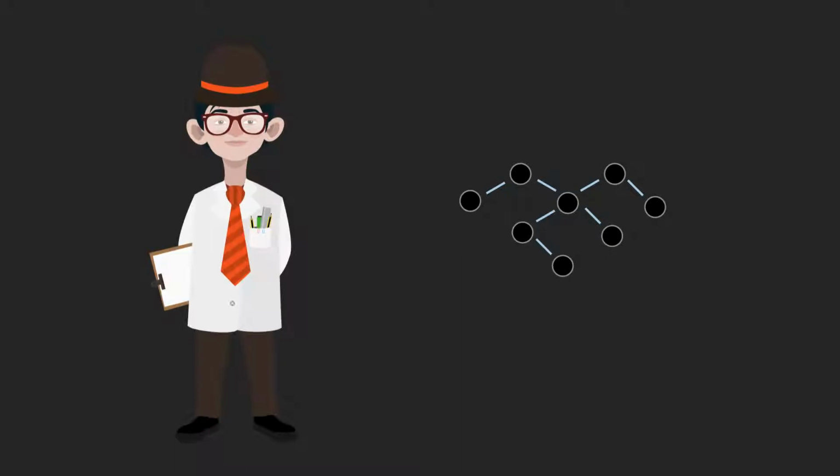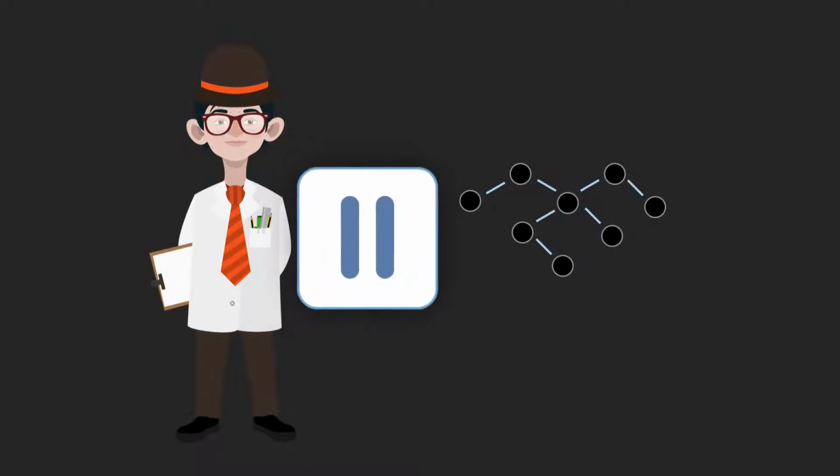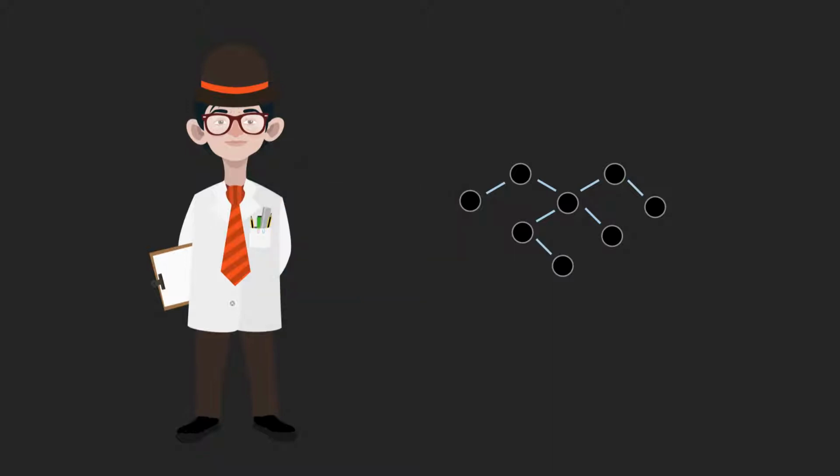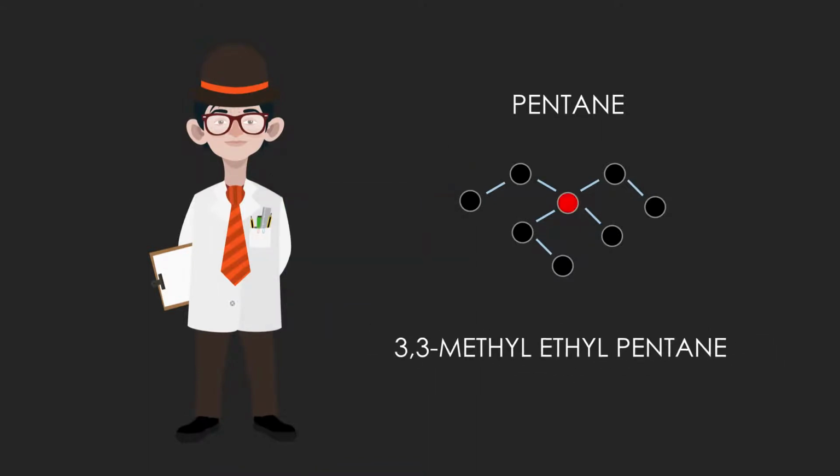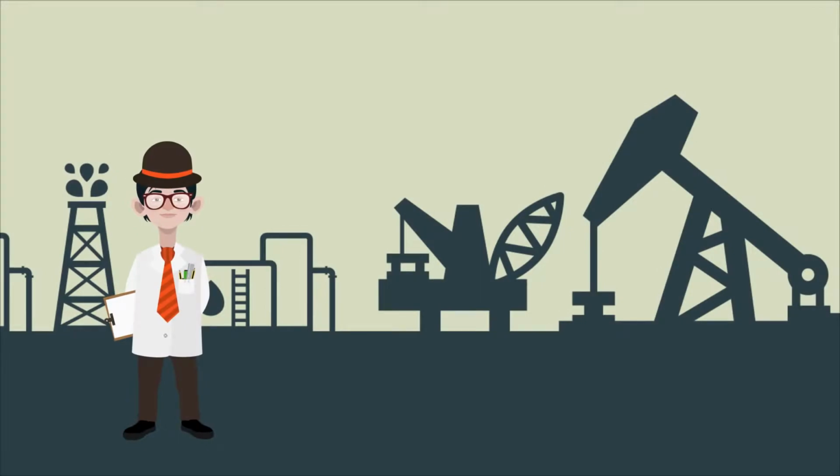Look carefully, there are 8 carbon atoms, so it is a structural isomer of octane. But what is its formal name? Pause and count the atoms in the longest chain. Whichever way you count, the longest chain is 5 carbon atoms long, so the name will be pentane. And off the third atom in the chain, there is an ethyl group and also a methyl group, so its name will be, pause and think, 3,3-methyl ethyl pentane. But this compound is not normally found in crude oil and is very expensive.